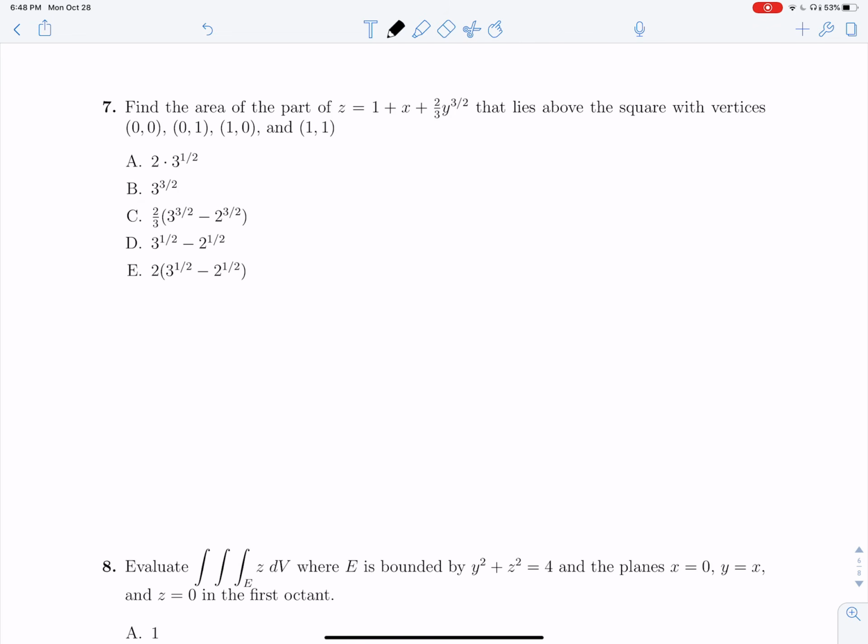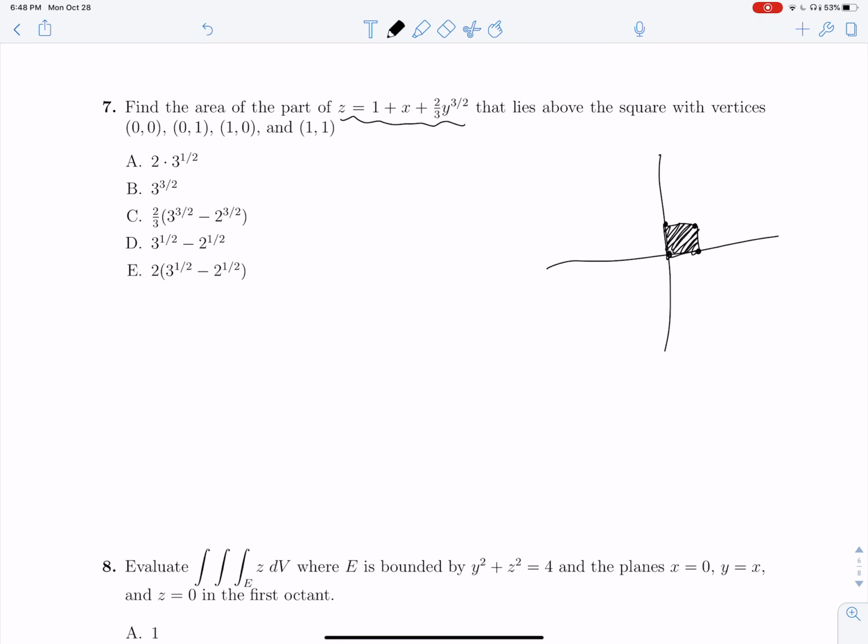Okay, 7, we're finding the area of the part of z equals 1 plus x plus 2/3 y to the 3/2 that lies above the square with vertices given. So let's give it a graph. It's the unit square, I guess you could say. So there's our region, and it's a surface area integral. This question is not on the exam, apparently. No surface area questions, but still we're going to do it.